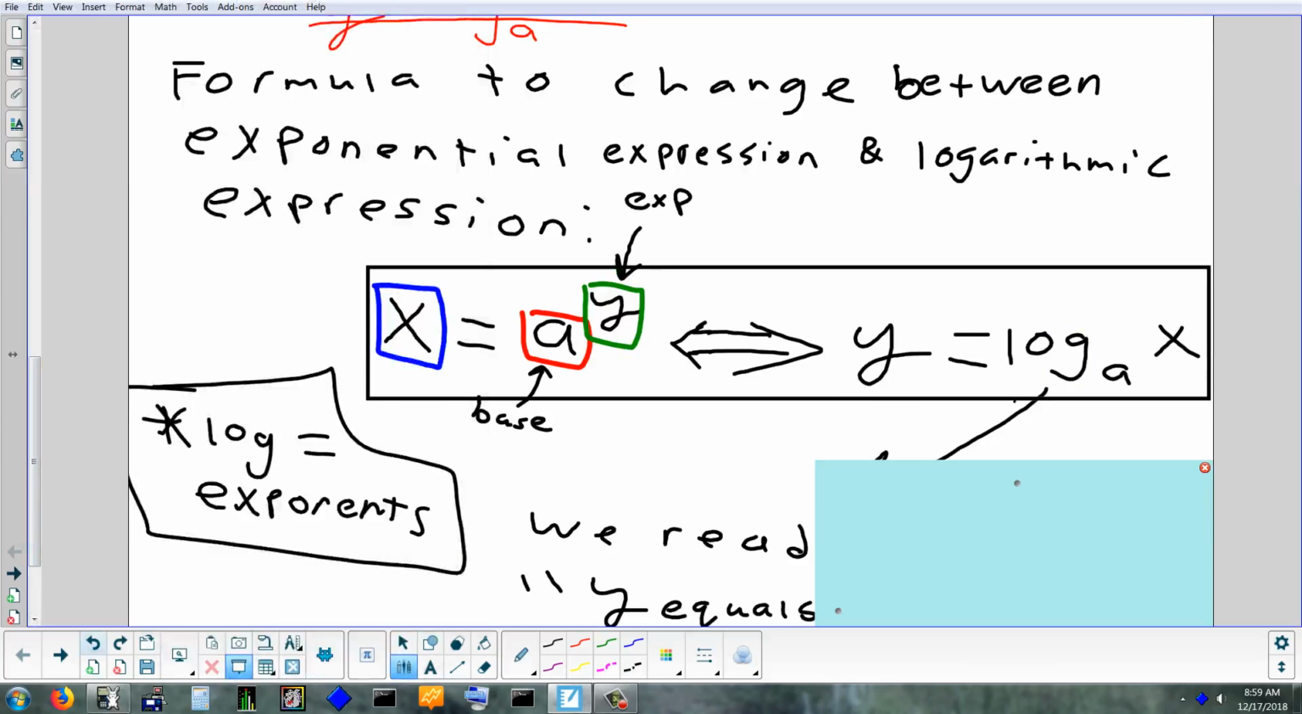And then the last thing, that right there, that's the thing you're taking the log of. That's called the argument. And if you can remember it's called the argument, that's going to help you out. Okay. Look on the left-hand side. Look at that equation. x equals a to the y. How many things are on the left-hand side? One. Just one. What's all by itself on the left-hand side in that? x. Just the x, right?